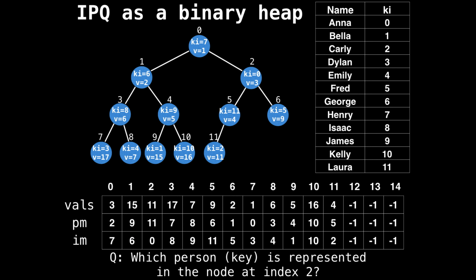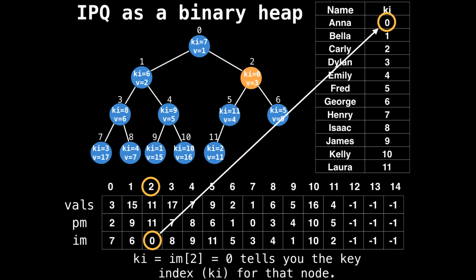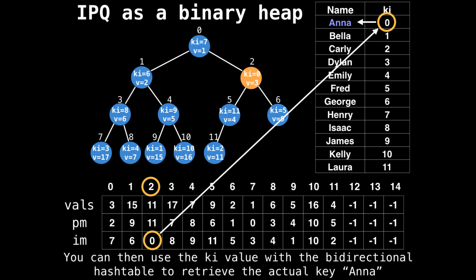Let's see if we can figure out which person is represented in the node at index 2. To do that, simply do a lookup in the inverse map at index 2. This gives us information about which key index is associated with that node. Knowing the key index enables us to retrieve the actual key by doing a lookup in our bidirectional hash table. In this case, the node at position 2 represents the key Anna.